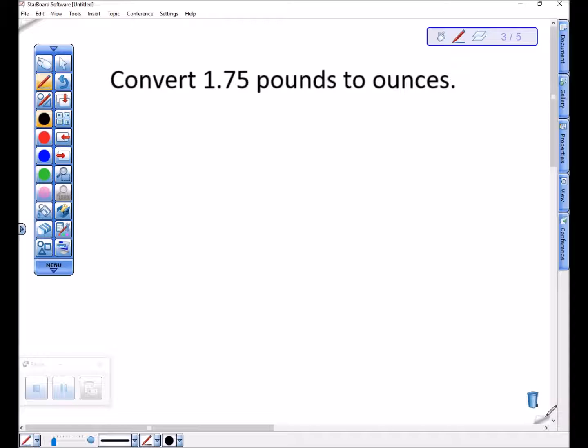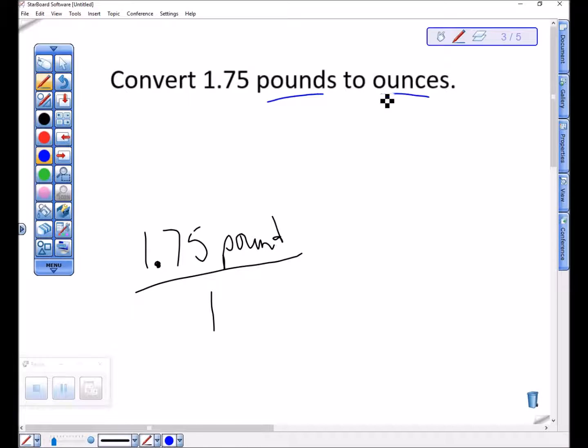Let's do another one. Again, if you had a crabby attitude through that last one, set that aside. Let's convert 1.75 pounds to ounces. So I want to start with 1.75 pounds. Again, I'm going to put that over 1, just for my own reference. Now, I've got two choices again. I've got pounds and ounces, so I either have 1 pound over 16 ounces, or I have 16 ounces over 1 pound.